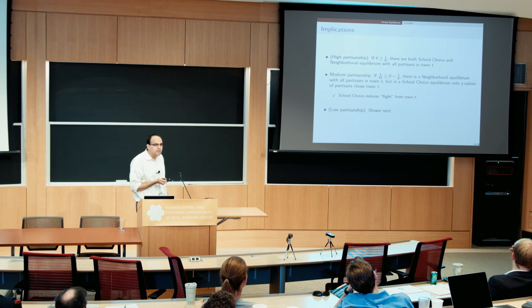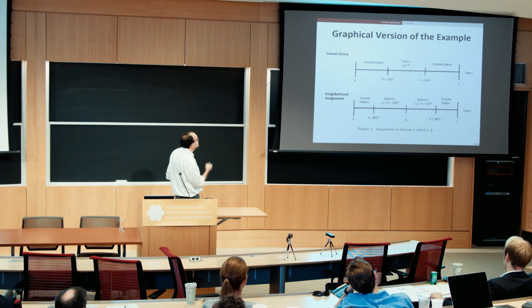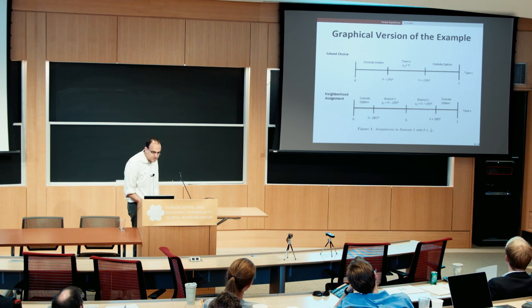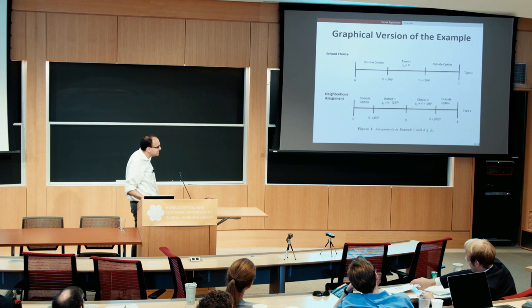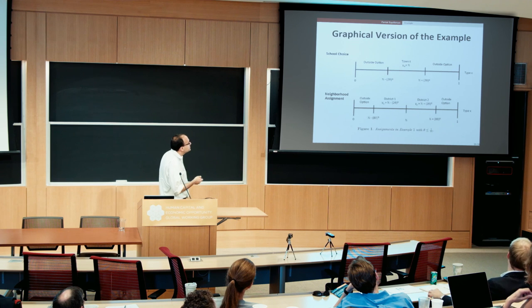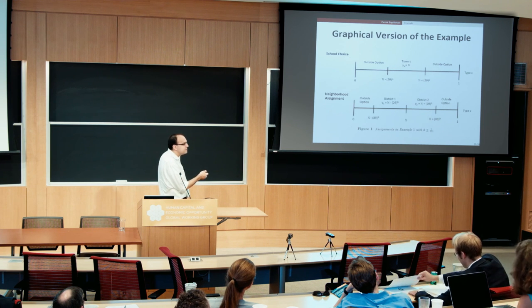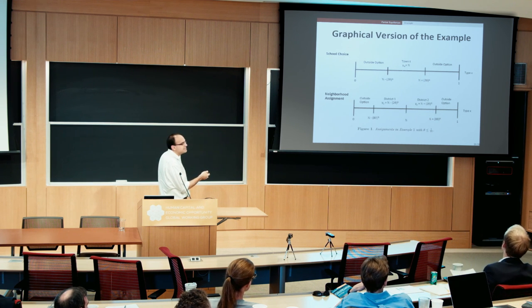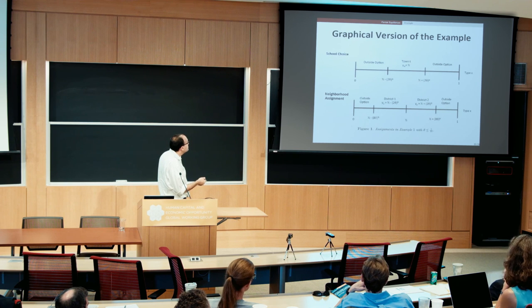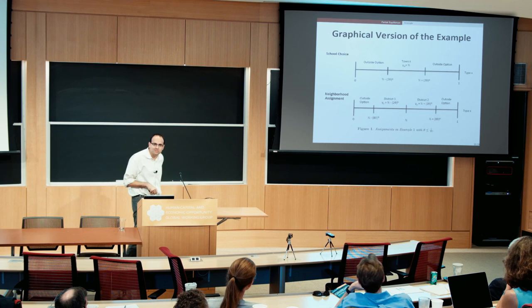Now, finally, what about lower levels of partisanship? And here you get to the main example in this paper. Let me just explain this and then I'll wrap up. On the top, we have school choice. And what I said is we have a compression of the distribution of school quality. Here in this simple example, quality is exactly equal to a half, whereas under neighborhood assignment, we had these two districts where there's more spread in the distribution.